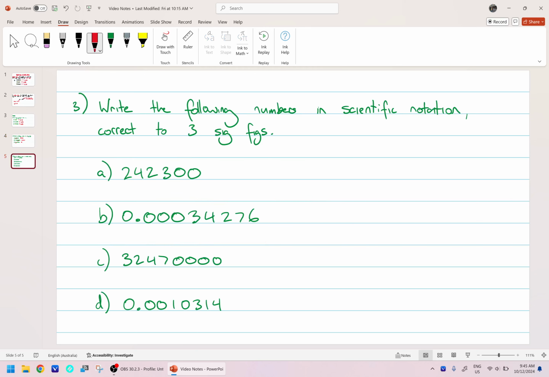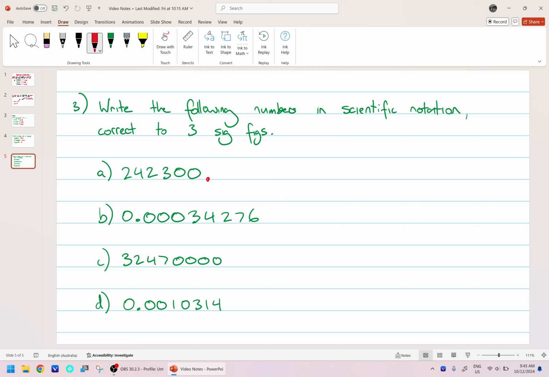Lastly, if we want to write numbers in scientific notation, and I say here correct to 3 significant figures, what we're going to do first is we need to move our decimal point so it's after the first non-zero number. Now, in this first example, there is actually no decimal point. So what we do, if there is no decimal point, we just put 1 at the end. And what I need to do now is move this decimal point so that it's after the first non-zero number.